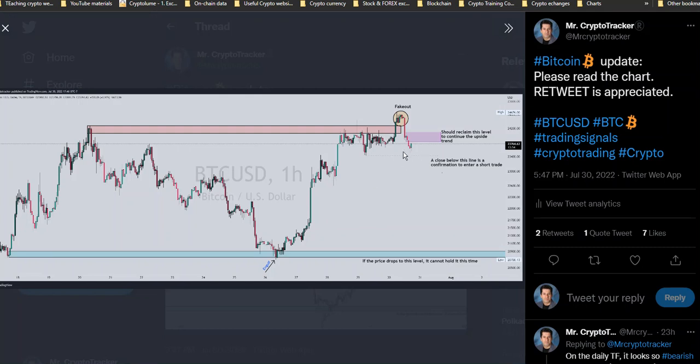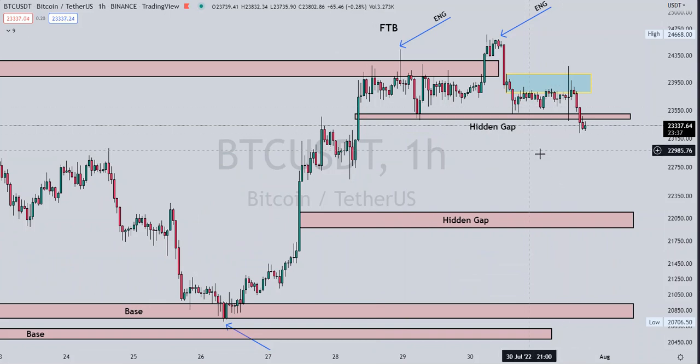Yeah, as you can see, I believe that this was a fake out, and I had an area here and said it should reclaim this level to continue the upside trend, and there was a very tiny dash line here, and I said a close below this line is a confirmation to enter a short trade. So let's go back to the chart.